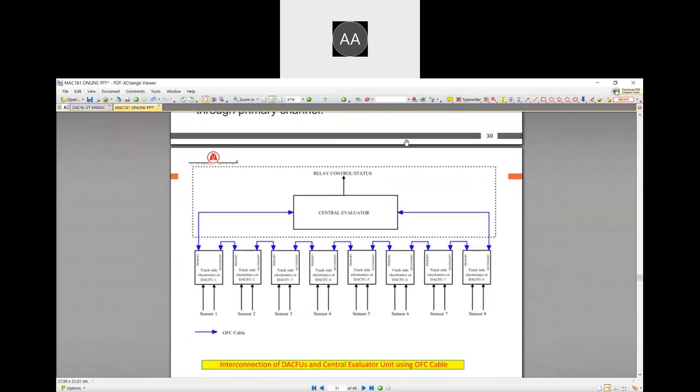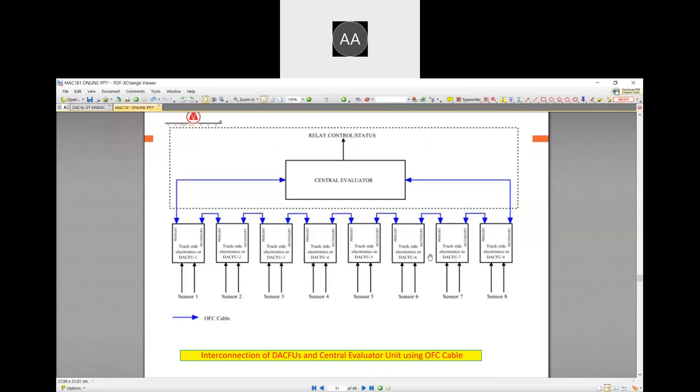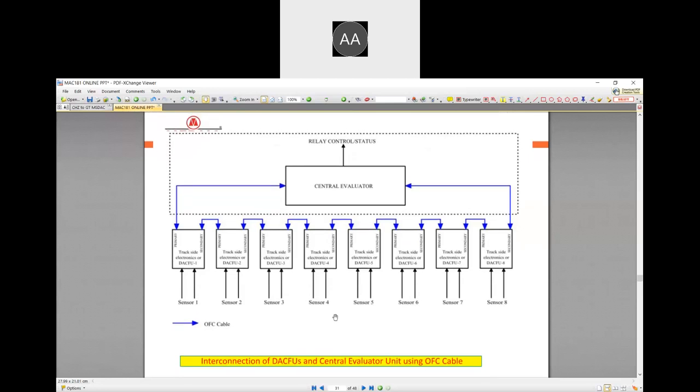So basically, every 8 DSFU units form a ring, and there will be a primary communication followed by a secondary communication, and it forms a ring. So likewise, 8 sensors combine together to form a ring, and we can go up to maximum 5 rings by using OFC as the mode of communication. So here, this is the pictorial diagram, how the communication is established between 8 sensors and again forming a ring and giving the information to the central evaluator.